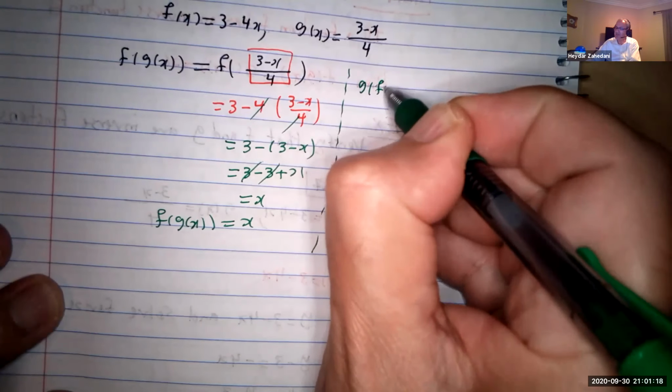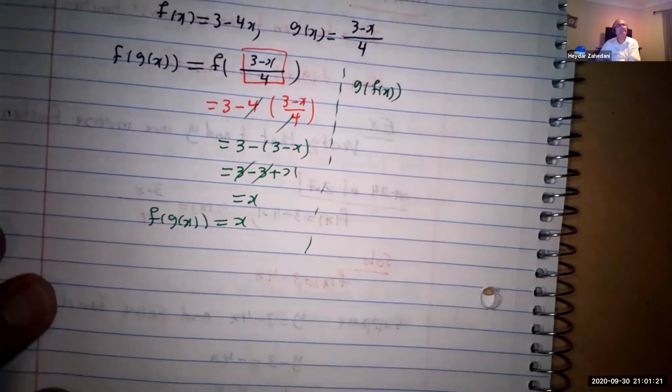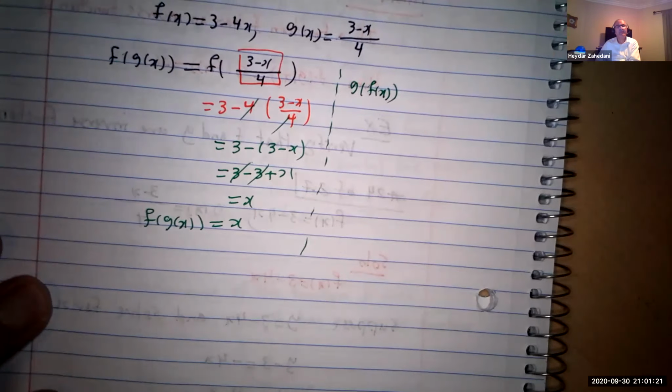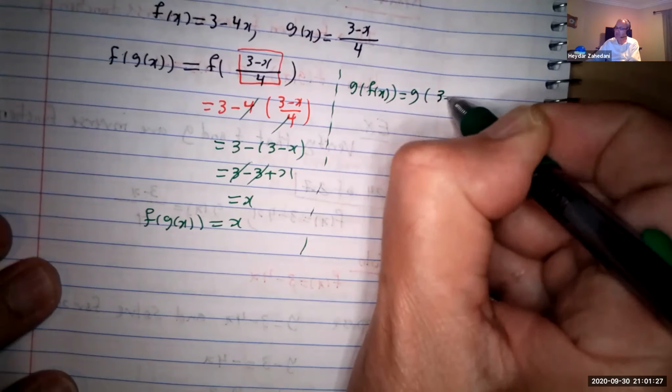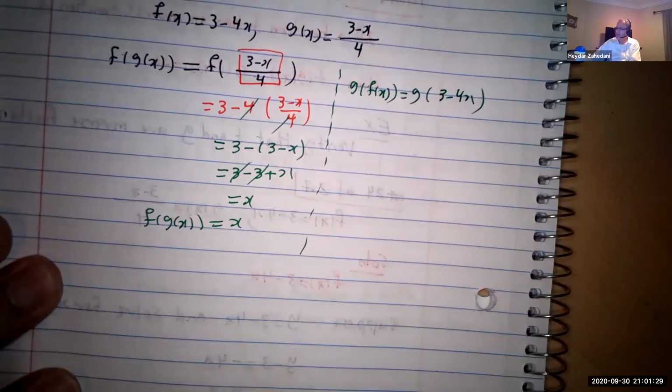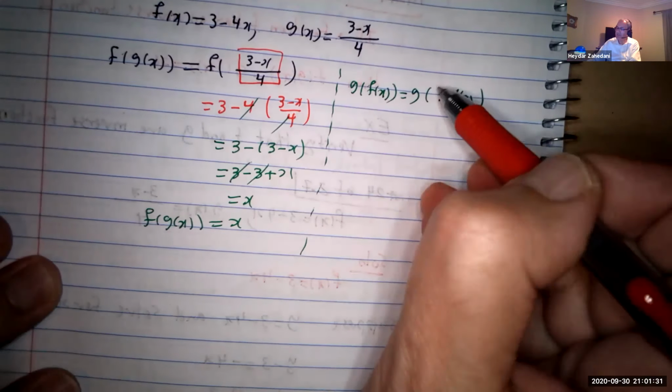G of f of x. Okay, what is g of f of x? Bring the f of x. What is that? 3 minus 4x. Okay, drop it into the box.